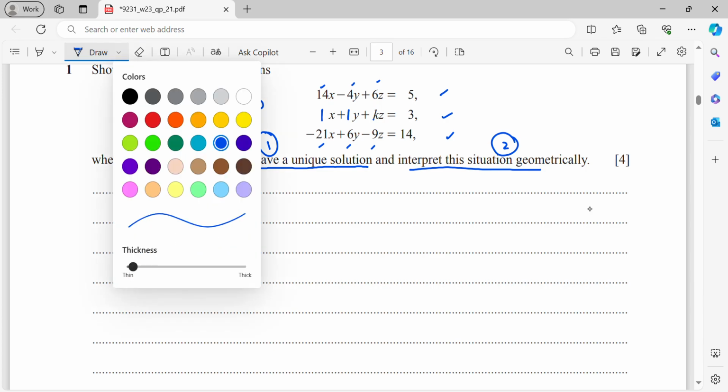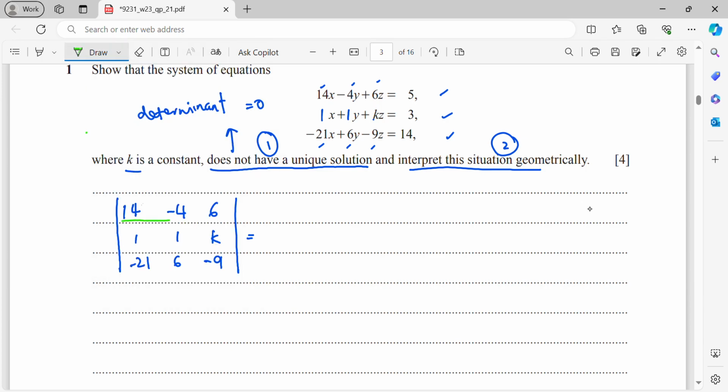From here, I will fix the first row. When I fix the first row, I need to label the signs: plus, minus, plus. And then I consider the columns. Start with column 1. The cross out is 14 and the sign is plus. So I will write here 14, then the determinant of the remaining terms, 1, k, 6, minus 9.